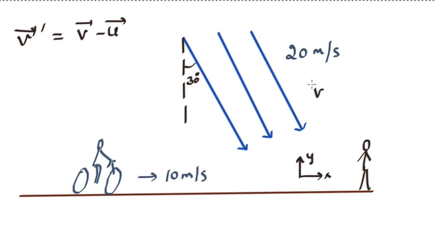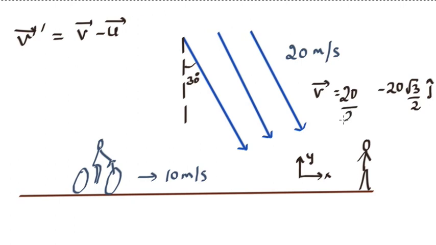So let us choose our usual x-axis pointing to the right and y-axis pointing vertically up. In that case, the velocity of the rain is 20 cos 30 in the negative y direction. So minus 20 cos 30 in the j cap direction and 20 sin 30 in the x direction, 20 sin 30 in the i cap direction. Again, if you look at the rain's velocity, it makes an angle of 30 degrees with the negative y direction. So 20 cos 30 is the component in the negative y direction, and 20 sin 30 is the component in the positive x direction. So v becomes 10 i cap minus 10 root 3 j cap.